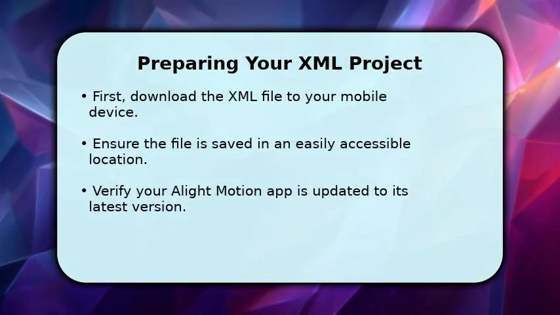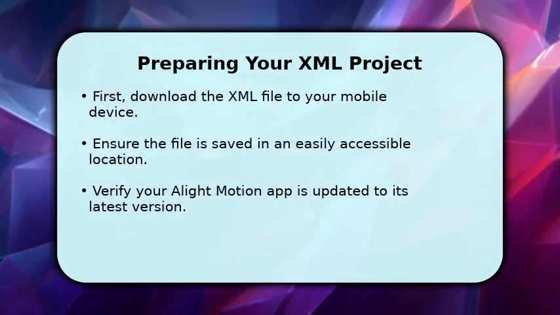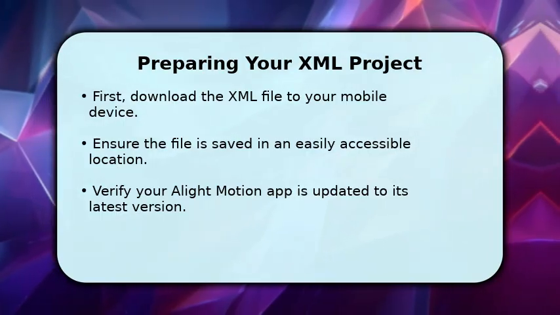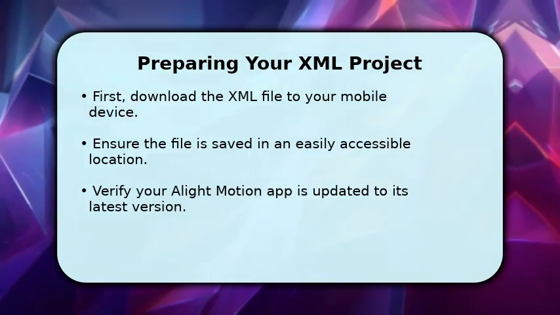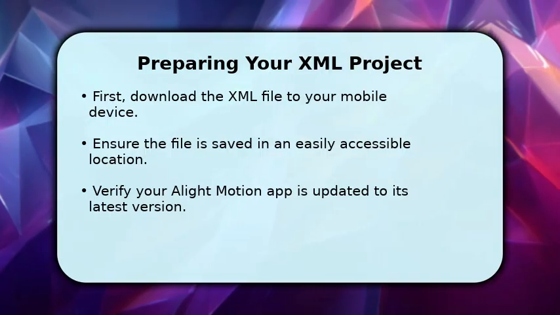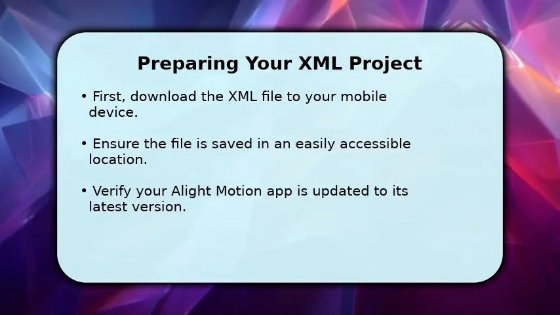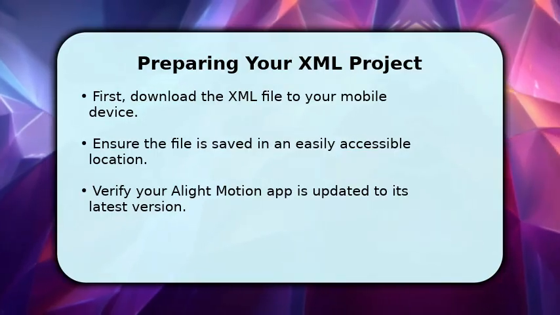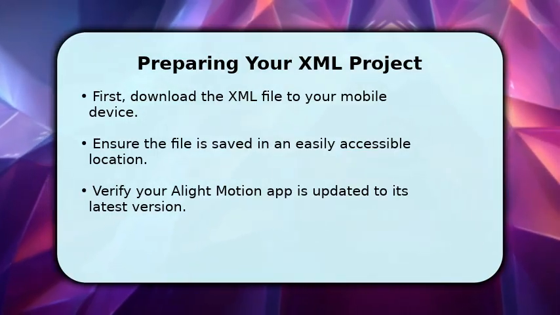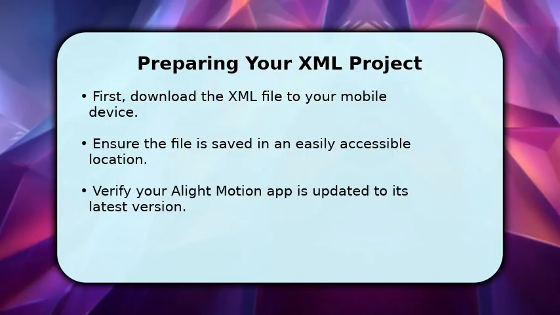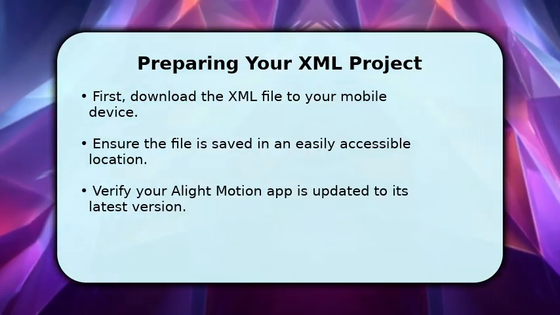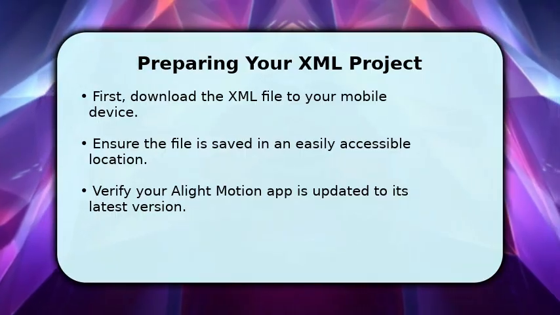Before importing, you need to prepare your XML file. Begin by downloading the XML file to your device, ensuring it's saved in an accessible spot like your Downloads folder or a cloud service. It's also crucial to make sure your Alight Motion application is updated to its latest version. This helps prevent compatibility issues and ensures a smooth import process. Having a reliable file manager app can also be very helpful for locating your file.